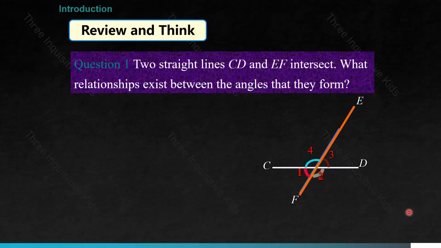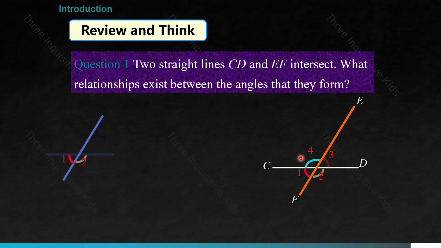Introduction, review and think. Two straight lines CD and EF intersect, as you can see in the figure. What relationships exist between the angles that they form? So what relationships do you see between angles 1, 2, 3, and 4? Well, first we see angles 1 and 2. They form a linear pair.